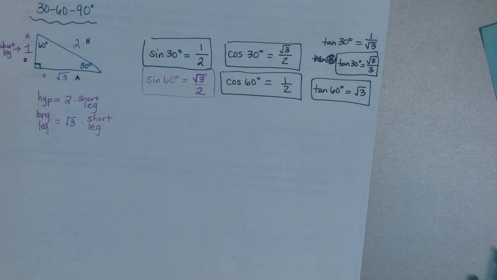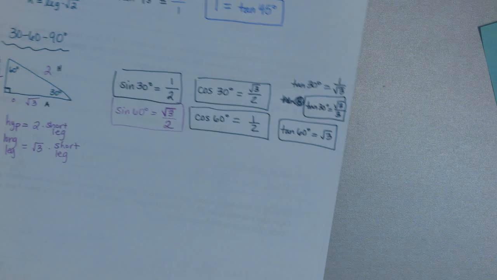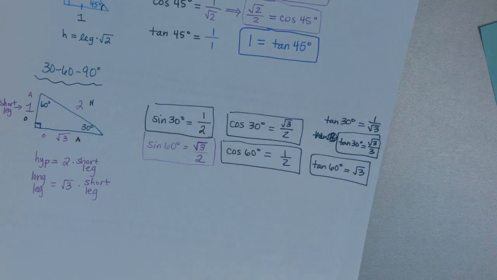Okay, great. So, in the next example, we're going to have some values where we're not going to use a calculator. We're going to be using these values. And then if it's not a special right triangle, we're going to be using our calculator. Okay?